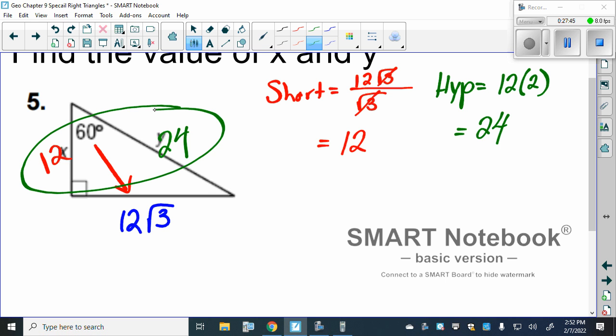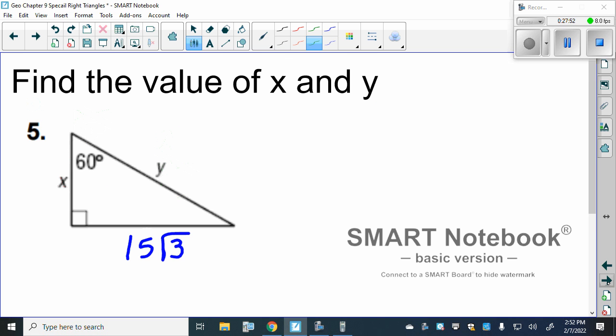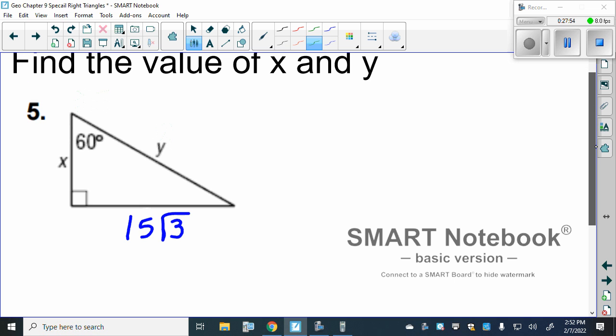So we get these values here. Questions on these here? So what would we need to do for this one here?